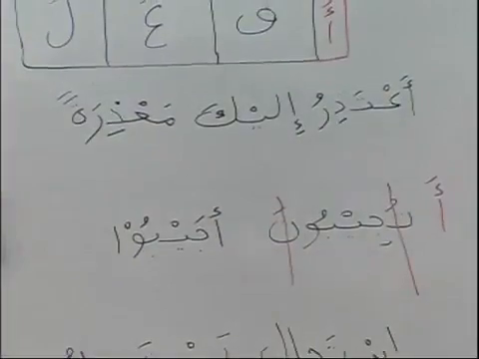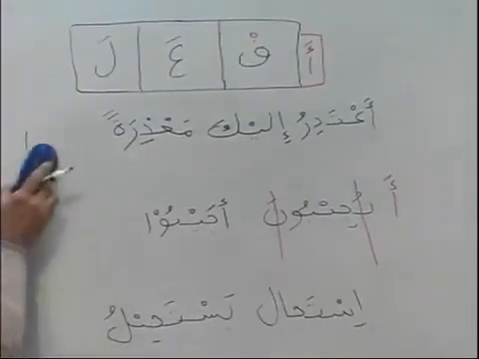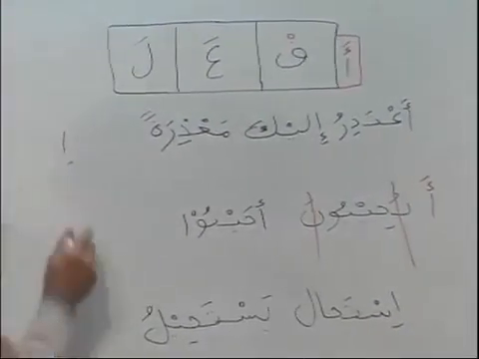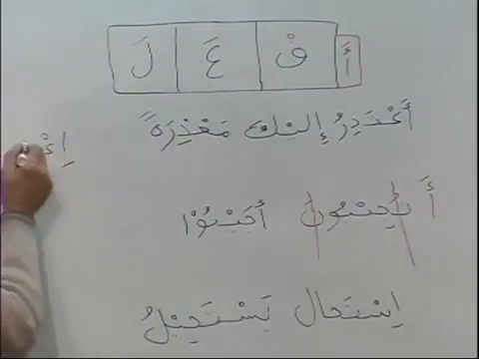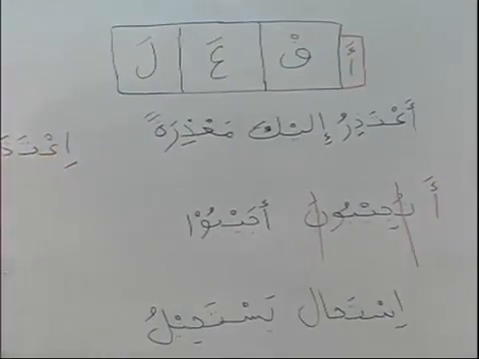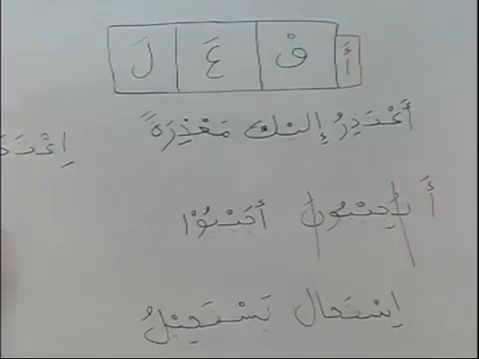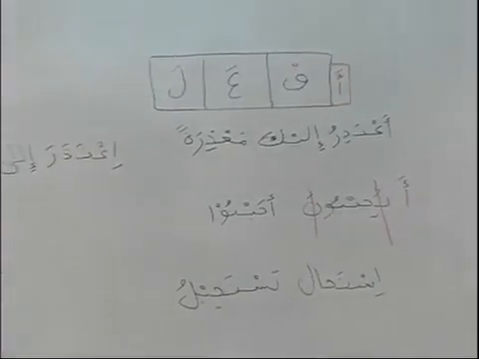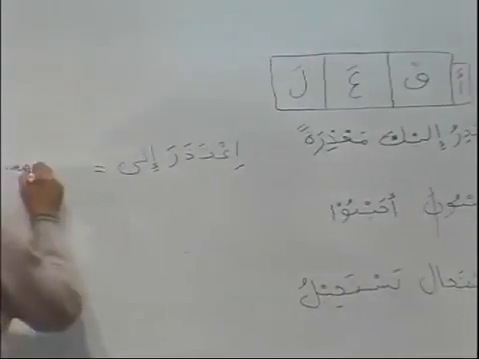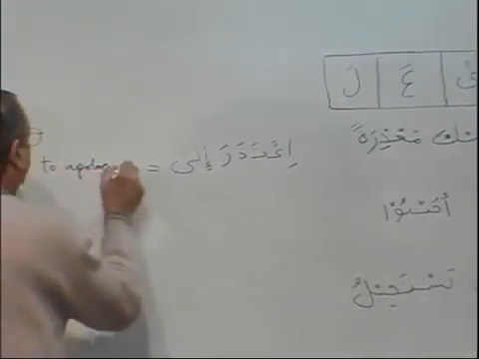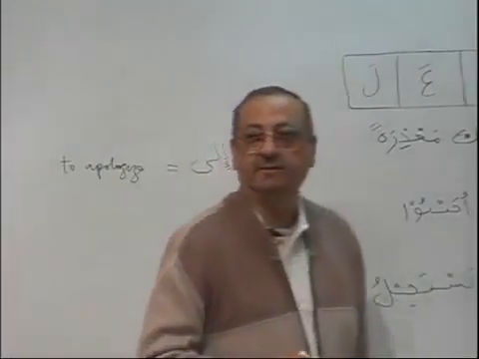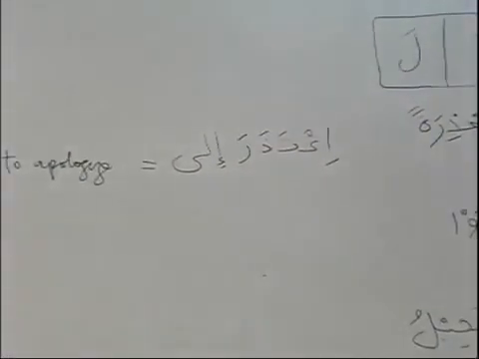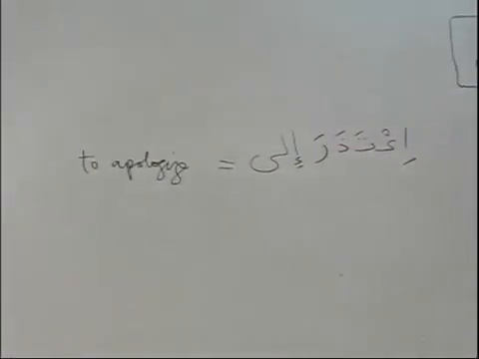And what is the verb? The verb is Yata Zara, and it will always be followed by ila. It will always be by ila. What is the meaning? To apologize. To apologize.